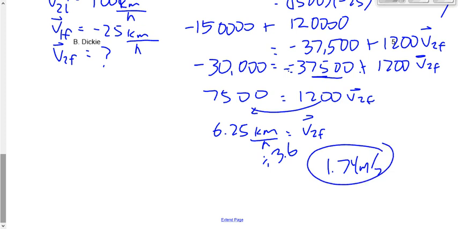Hey, how many people got 1.74 meters per second using meters per second throughout the whole problem? Go figure, you get the same answer, right? Of course you do. If you do it two different ways, but both correct ways, you have to get the same answer. If you don't, then we've got a problem.